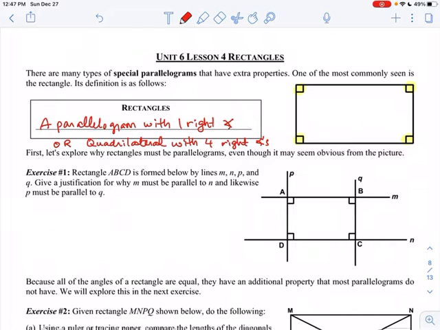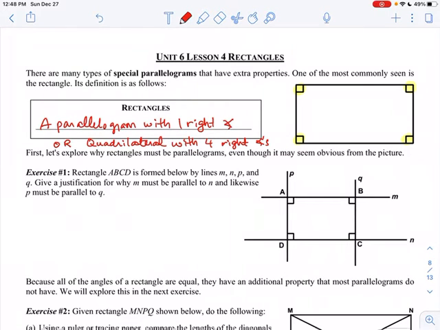All right, let's explore why rectangles must be parallelograms, even though it may seem obvious from the picture. In this rectangle here, formed by lines M, N, and P and Q, give a justification for why M must be parallel to N and why P must be parallel to Q. The lines that are perpendicular form right angles. And right angles are congruent.